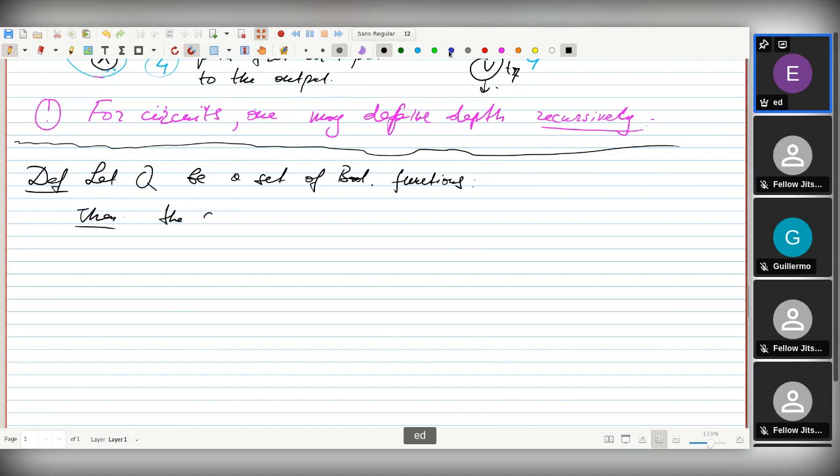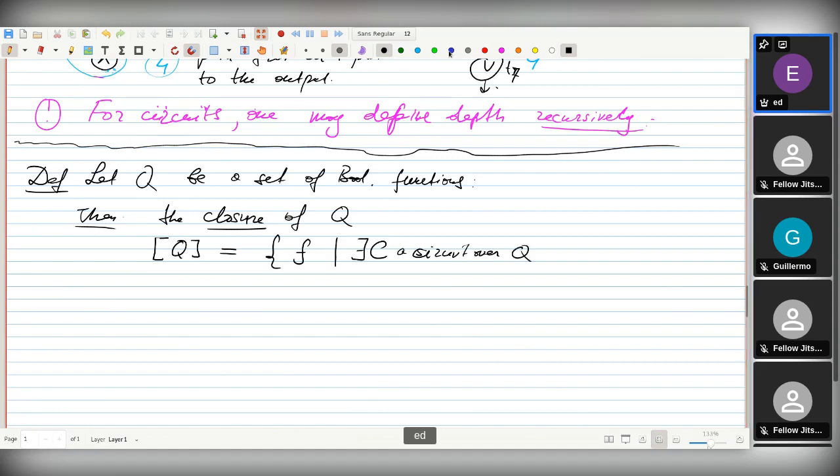Then the closure of Q, which is denoted this way, Q in square brackets, is defined as the set of all Boolean functions F for which there exists a circuit over Q, a circuit where we are using just functions from Q, such that F equals the function that is computed by our circuit. Is it clear?